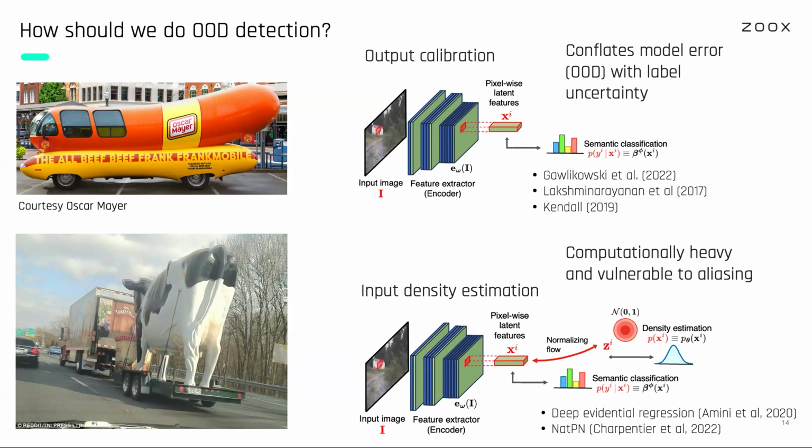But one of the problems with normalizing flows is that they are very computationally expensive. You're basically forced to have an entire other network for representing the input density separate from the task at hand. And so you're still a little bit vulnerable to aliasing without a normalizing flow, and it's computationally heavy.